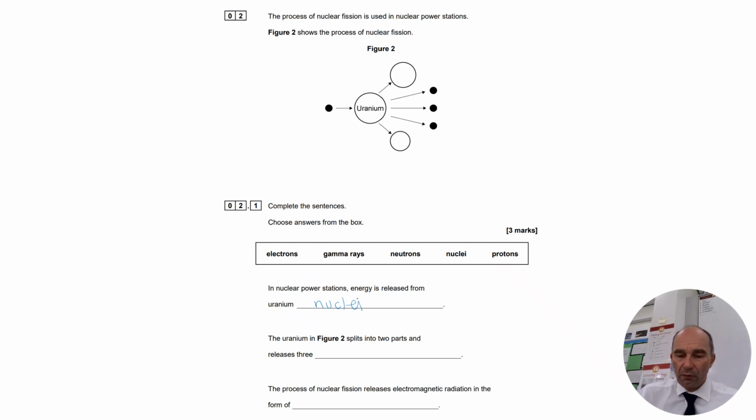In figure 2, our uranium nucleus splits into 2 parts, and it releases, well, those black dots are neutrons. And then the process of nuclear fission releases electromagnetic radiation. I know electromagnetism is part of paper 2, but you should know in this case it's in the form of gamma rays. So it's a form of good old gamma. All right, nice 3 marks for that one, very generous.